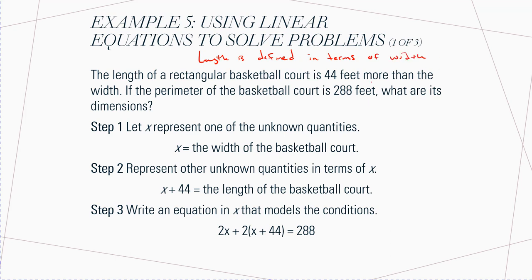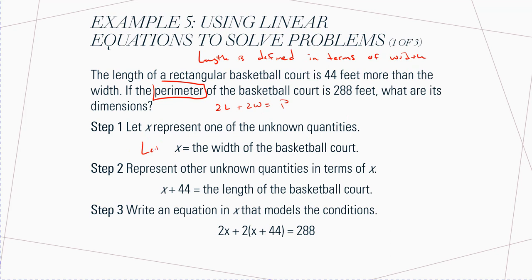Okay, notice that. So if the perimeter of the basketball court, okay, so the perimeter, notice you're given the perimeter, is 288 feet. So realize what a perimeter is. A perimeter is 2 times the length plus 2 times the width is equal to the perimeter. All right, what are the dimensions? Okay, so note length is defined in terms of width.